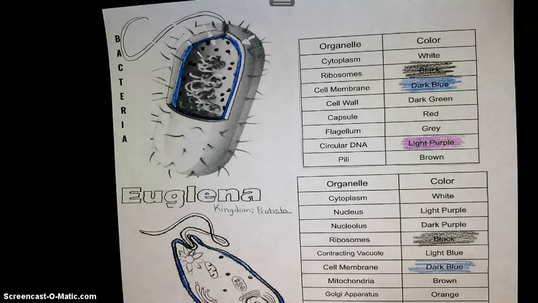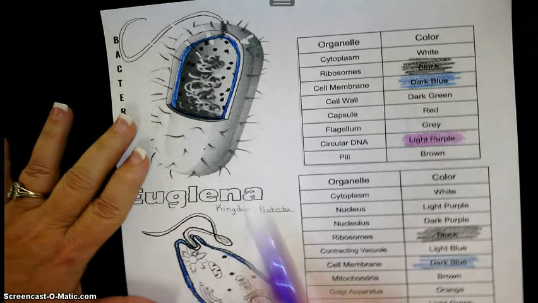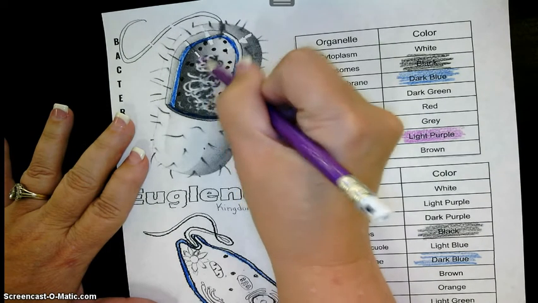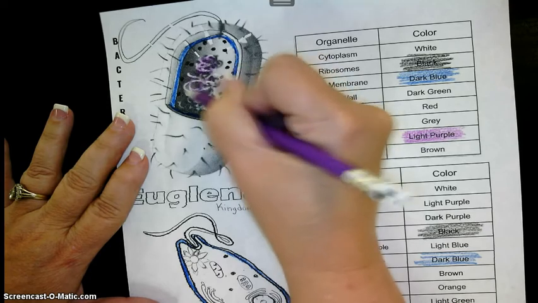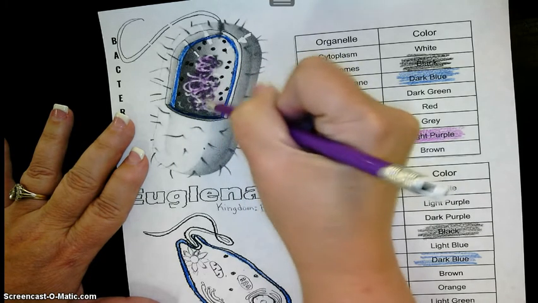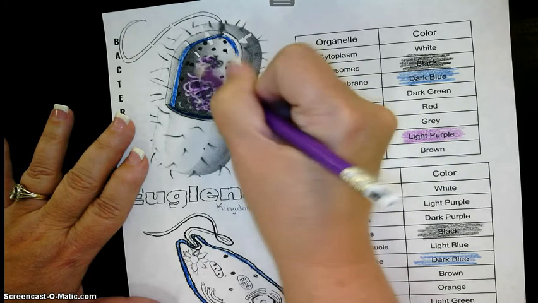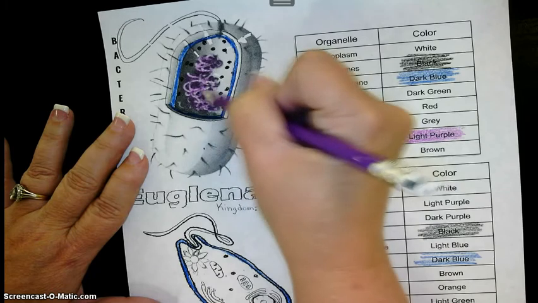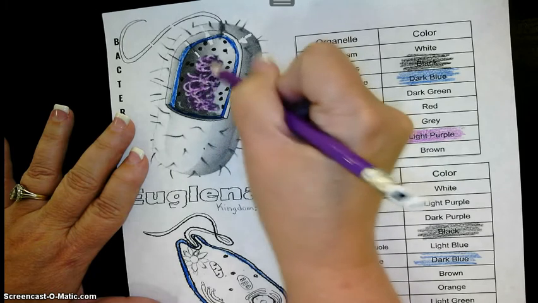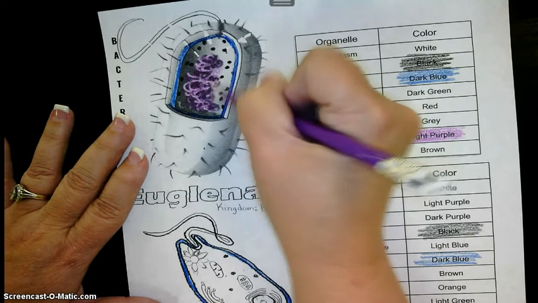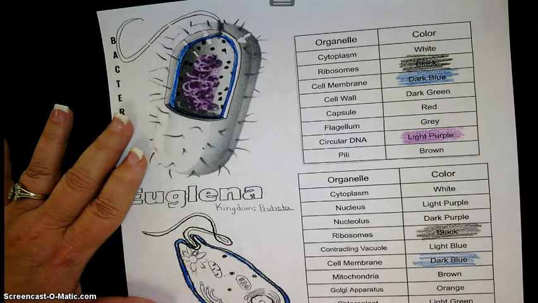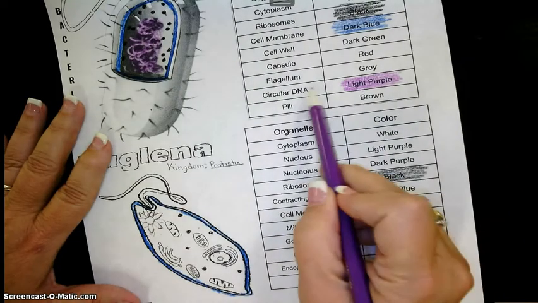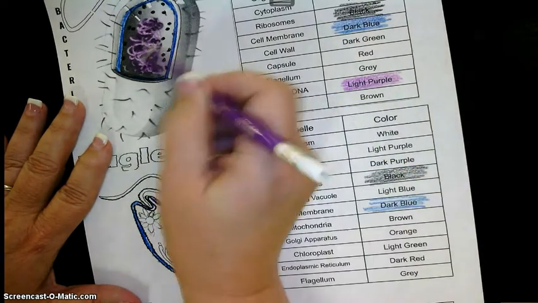There's no nuclear membrane around it, so it's not in a nucleus, but we're going to color the DNA a light purple. This area, sometimes you'll hear it called the nucleoid. I don't do that in middle school because kids tend to get those things mixed up. But the circular DNA is floating in the cytoplasm in a bacteria.